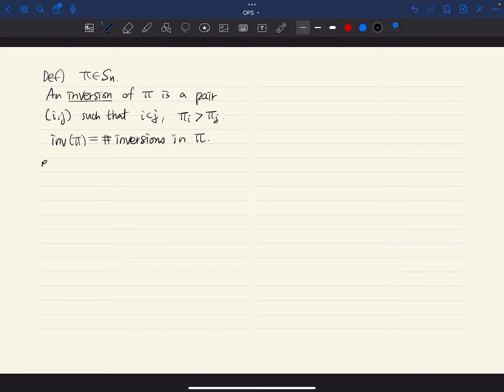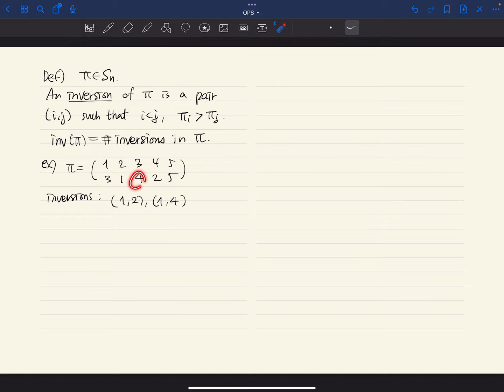Maybe we can have just a simple example. Let's say pi equals, in two-line notation, 3, 1, 4, 2, 5. Then what are the inversions? 3, 1 and 3, 2 are out of order. So 1, 2 and 1, 4. Everything with 1 is in the correct order, and 4, 2. So 3, 4. And I think that's it. So inv of pi is 3. Sometimes people define inversions as pairs of values pi(i), pi(j), just the values that are out of order, but this definition should be the same.